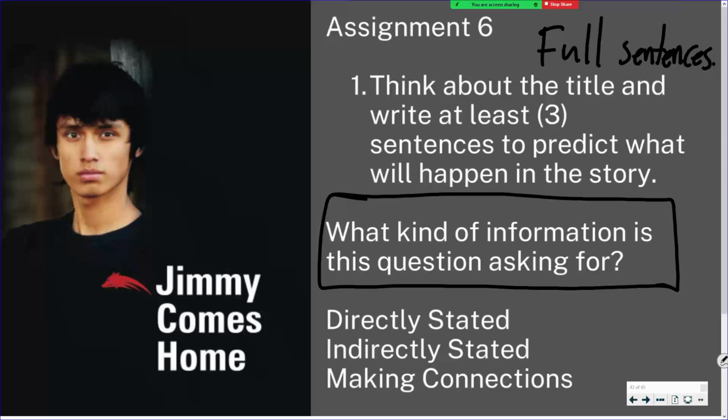Think about the title and write at least 3 sentences to predict what will happen in the story, okay? So you're not quoting the title, and you're not making connections with the title, so I won't actually say it, but by using the process of elimination, which of these 3 options is it asking you to do? The word predict, that is your giveaway, all right?